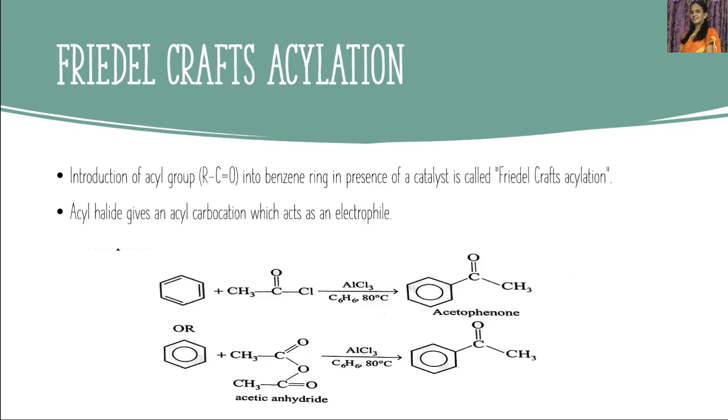Acetophenone. C double bond O, you can see here, is a ketone. Acetophenone is a ketone. So this is the phenyl group and this is the methyl group. So it is methyl phenyl ketone. Okay. So the common name of this particular compound is acetophenone. So acetophenone is obtained when benzene is treated with acetyl chloride in presence of a Lewis acid like AlCl3.